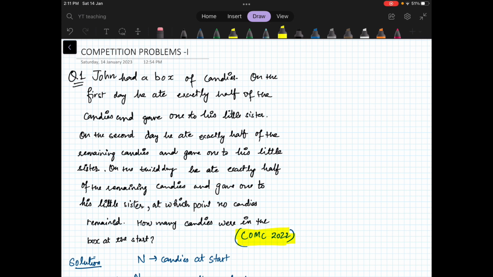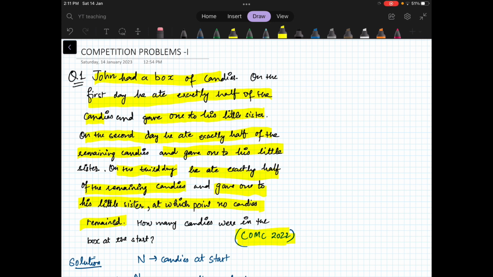So we have that John had a box of candies. On the first day, he ate exactly half of the candies and gave one to his little sister. On the second day, he ate exactly half of the remaining candies and gave one to his little sister. On the third day, he ate exactly half of the candies and gave one to his little sister, at which point no candies remained. Like on the third day, he was out of candies. So you have to tell how many candies were in the box at the beginning.